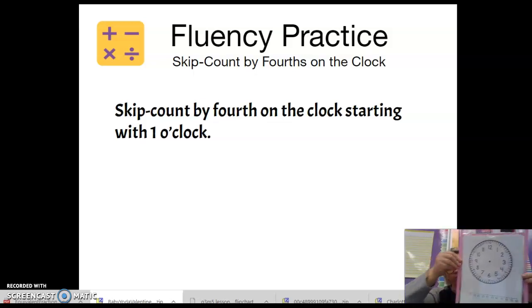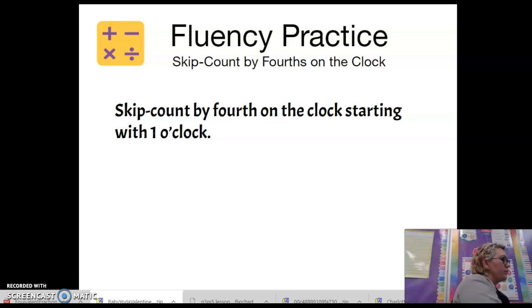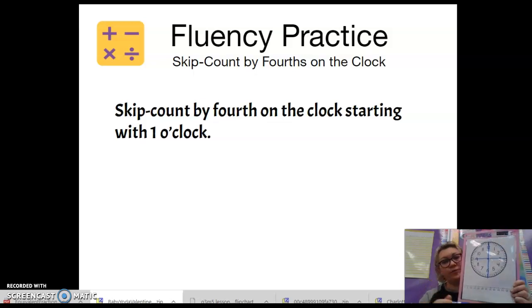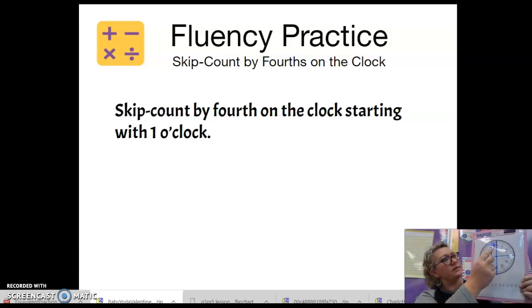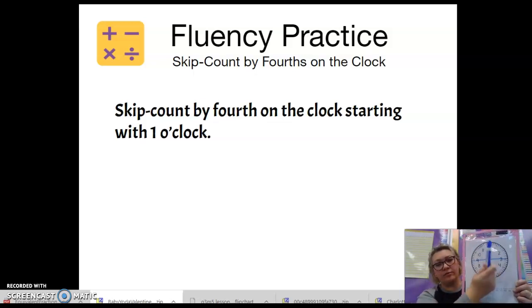Well, how do you skip count by fourths, you say? Well, we take it and we cut it in half down the middle and down the middle. Okay, so we can take a clock and cut it into fourths. So this is skip counting by fourths. So it goes 1 o'clock. Let's say we're at 1 o'clock, 1:15, 1:30, 1:45, 2 o'clock. So each piece is a fourth.